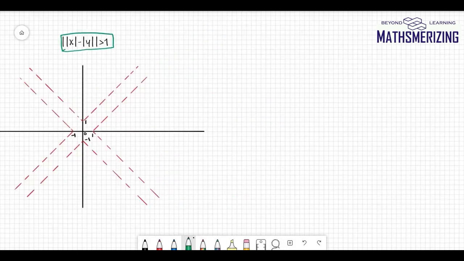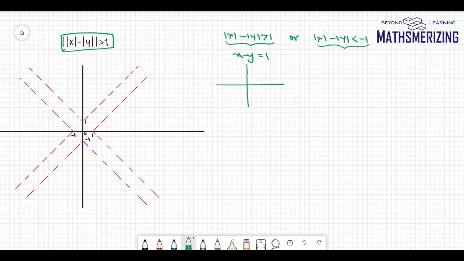Now mod of x minus mod of y greater than 1, I can write as mod of x minus mod of y is greater than 1, or mod of x minus mod of y is less than minus 1. So I'll plot these two regions. For the first one, the basic graph is x minus y equals 1. So I'll draw the graph. When y is 0, x is 1. When x is 0, y is minus 1. Now I'll take the transformation of mod x.